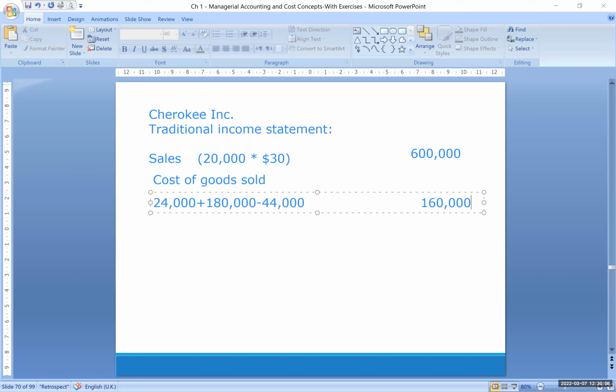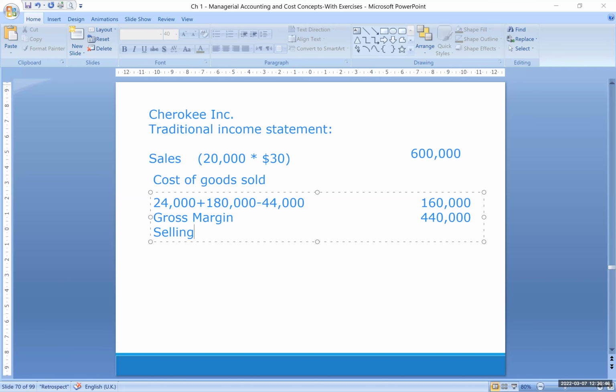The difference between sales and the cost of goods sold is the gross margin, and the difference will be 440,000. After that, we will deduct the selling and administrative expenses.